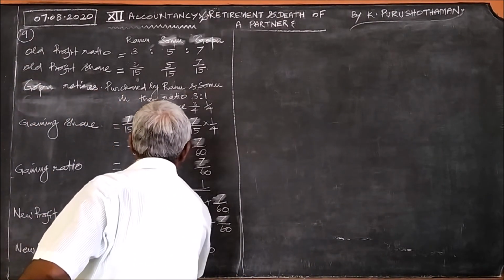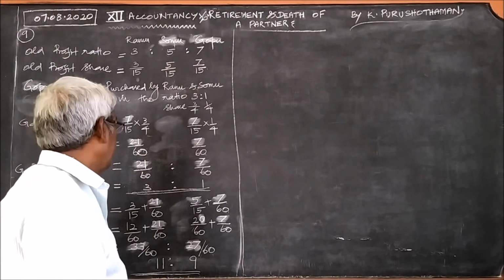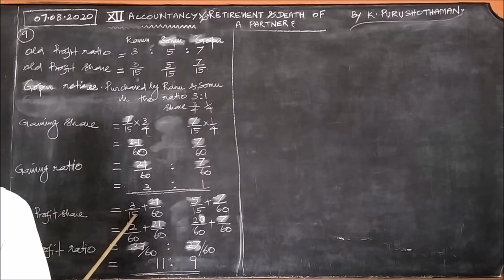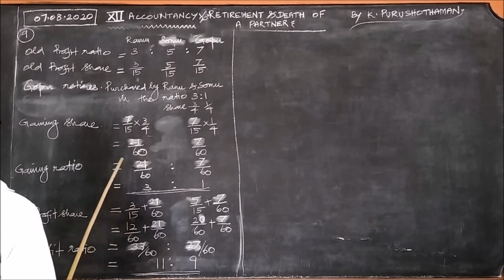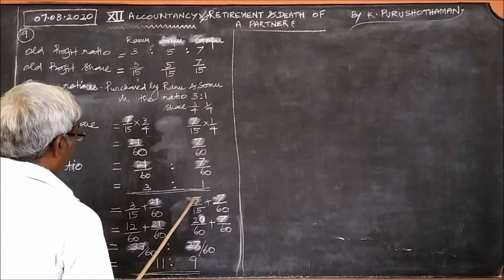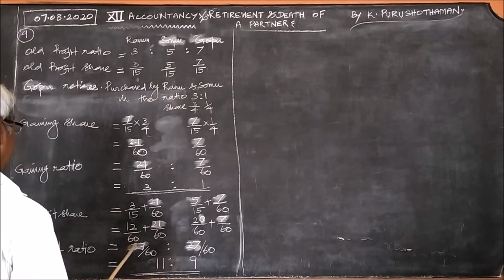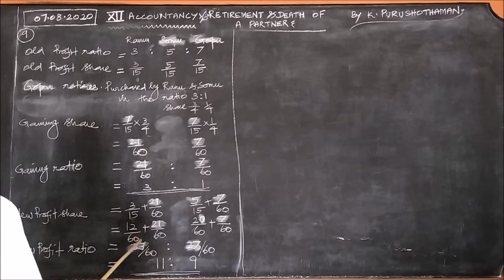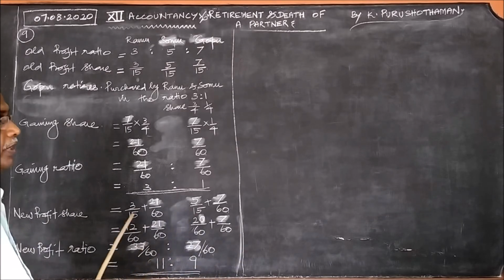How can we add or subtract here? Only if the denominators are equal. Here you can convert this 15 into 60. 4 15s are 60, 4 3s are 12, 21 by 60. Here 4 15s are 60, 4 5s are 20. So the denominators are equal. Add these two, 33 by 60, 27 by 60. Denominators equal, you leave it, 33 plus 27. 11 3s are 33 and 9 3s are 27. Therefore, this is the new profit ratio.